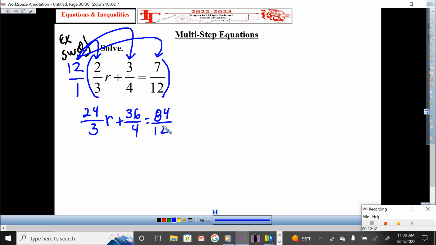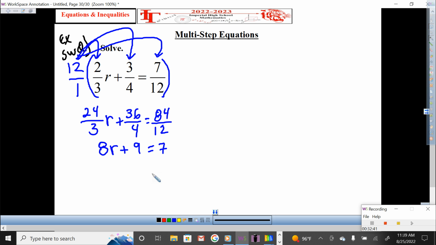You're like, Q, it's still fractions. I know. This next step will get rid of the fractions. Let's simplify it. What is 24 divided by 3? 8R. What is 36 divided by 4? 9. And what is 84 divided by 12? 7. And do you know how to solve it from there? Yes. Finish it off, please.